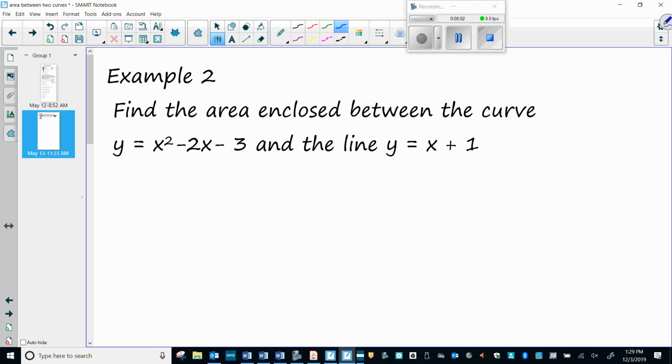Okay, find the area enclosed between the curve, and so on. Right, so first, do we know where these things meet? So let's do that. What do we do? Equate it. x squared minus 2x minus 3 equals x plus 1.